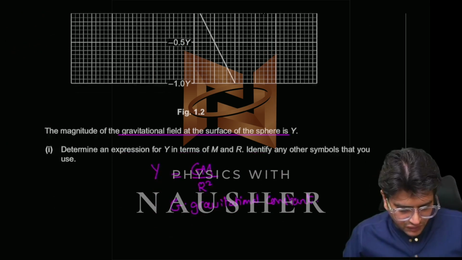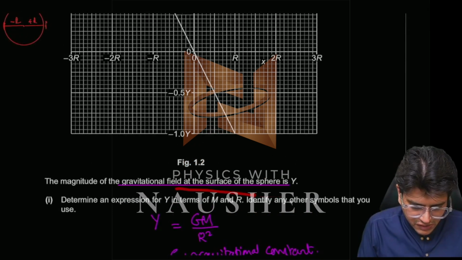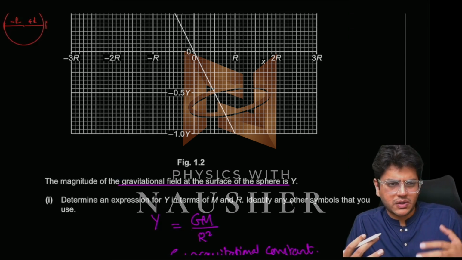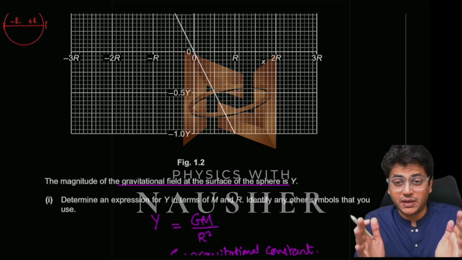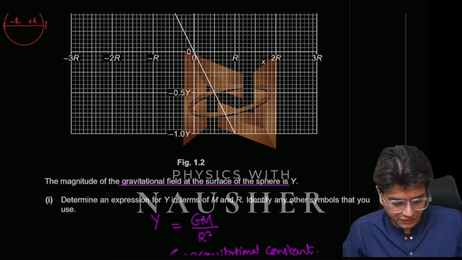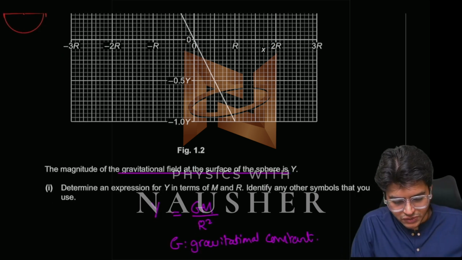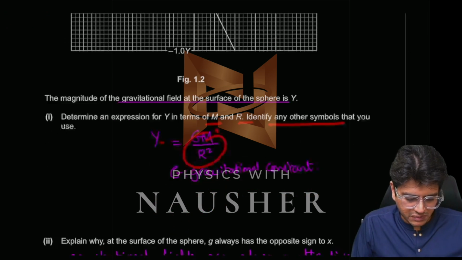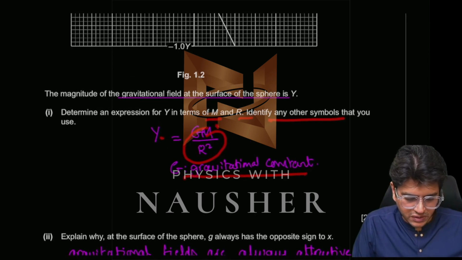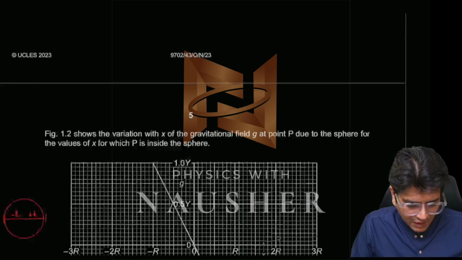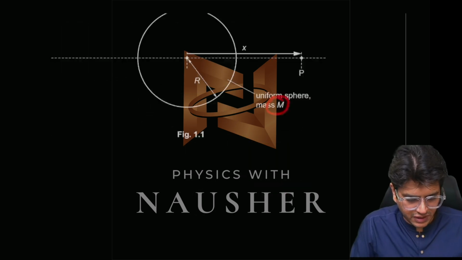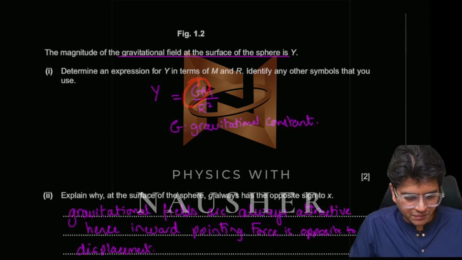Now, the magnitude of the gravitational field strength at the surface is Y. I'm using the term gravitational field strength, but they're saying gravitational field, same thing. Determine an expression for Y, the gravitational field strength, in terms of M and R squared. So Y is GM over R squared. Identify any other symbols. G is the gravitational constant. M and R they would have already explained: M is the mass and R is the radius, so you don't need to mention that. You only need to explain this.